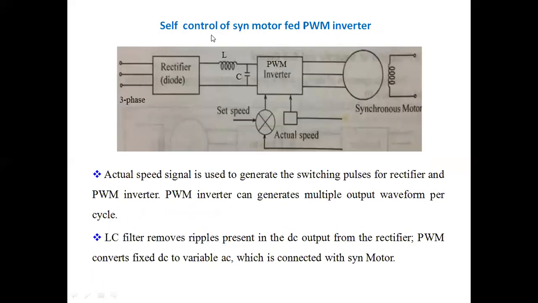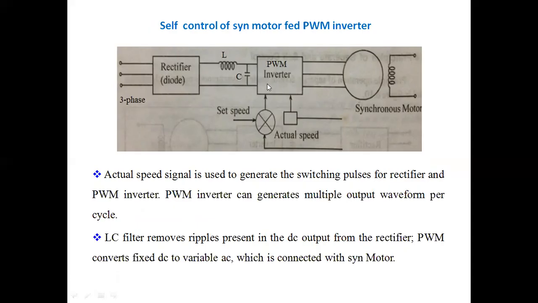Next one, self-control mode of synchronous motor using a PWM inverter. Here the three-phase AC is given to the rectifier, which converts AC into DC. The ripples are removed using an LC filter. It's given to the PWM inverter. The PWM inverter is able to generate multiple output waveforms depending upon the switching pulses applied.